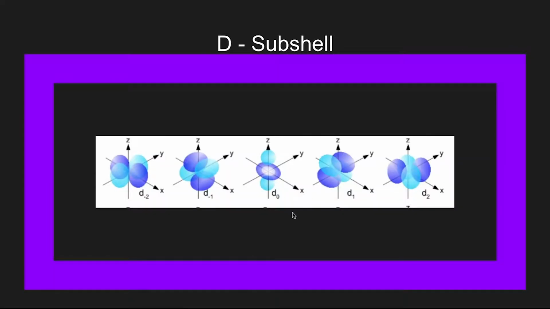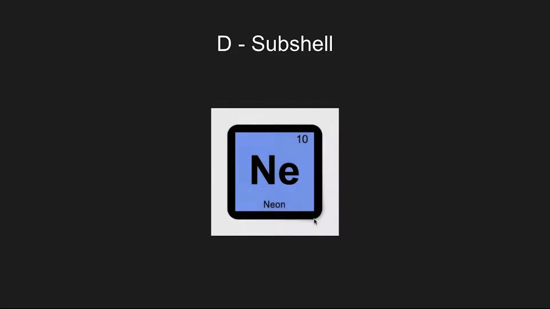Now, the D subshell. The D subshell has 5 orbitals, and that means that the D subshell can have a total of 10 electrons. You can see that the subshells look kind of weird, especially the one in the middle. But we don't have to know the specific information on how these subshells look. It doesn't matter right now. Every element after neon has a D subshell. And that's pretty much it for the D subshell for now.